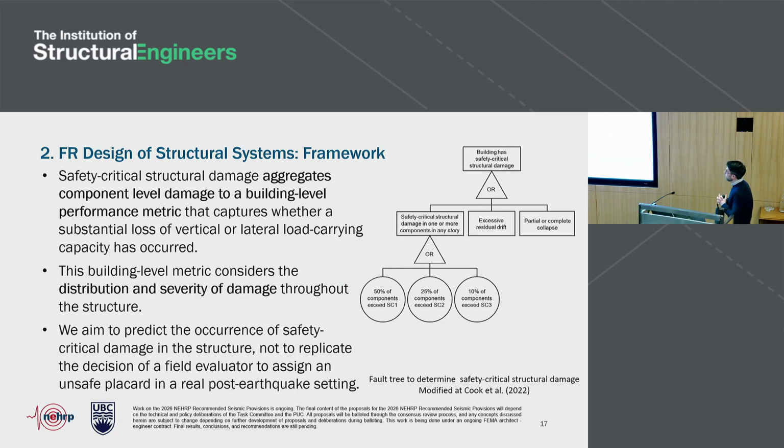So I want to tell you a little bit more about this metric so you understand how we're going about actually calculating it. So safety critical structural damage is effectively going to aggregate damage to different components in your structure all the way to a building level metric that we can use to make decisions. And it's going to capture whether there's been substantial loss of lateral and or vertical load carrying capacity in the different components of the structure. So it's really trying to think about how severe the damage is and how much of that damage there is and how it is distributed throughout the structure.